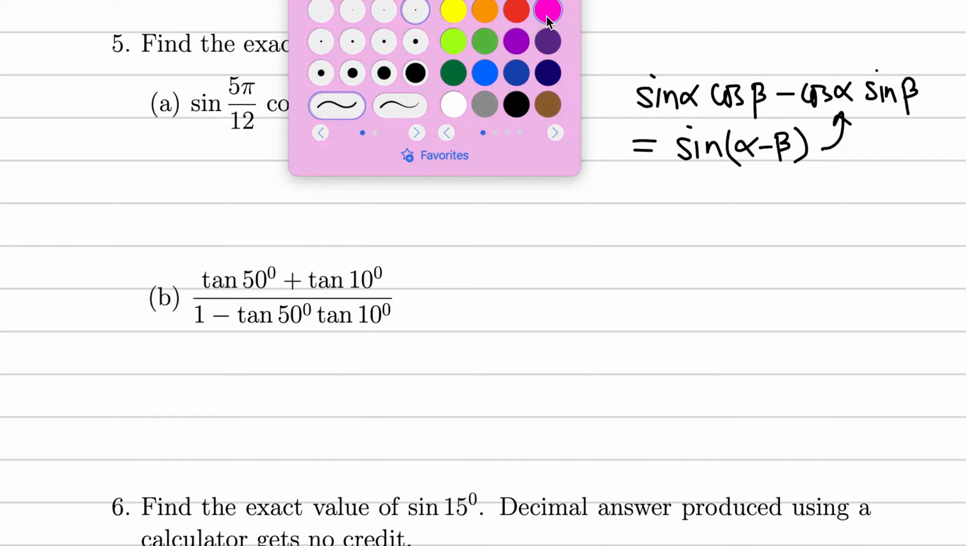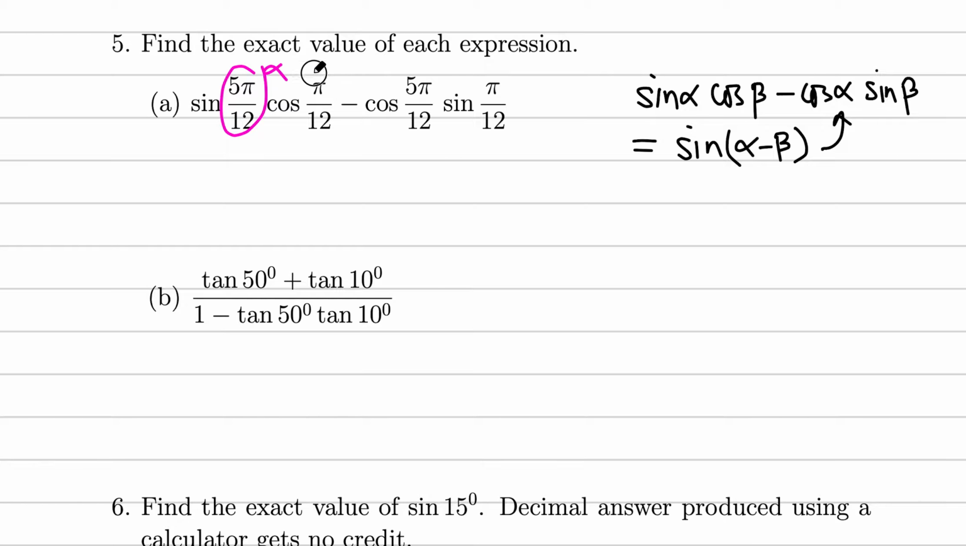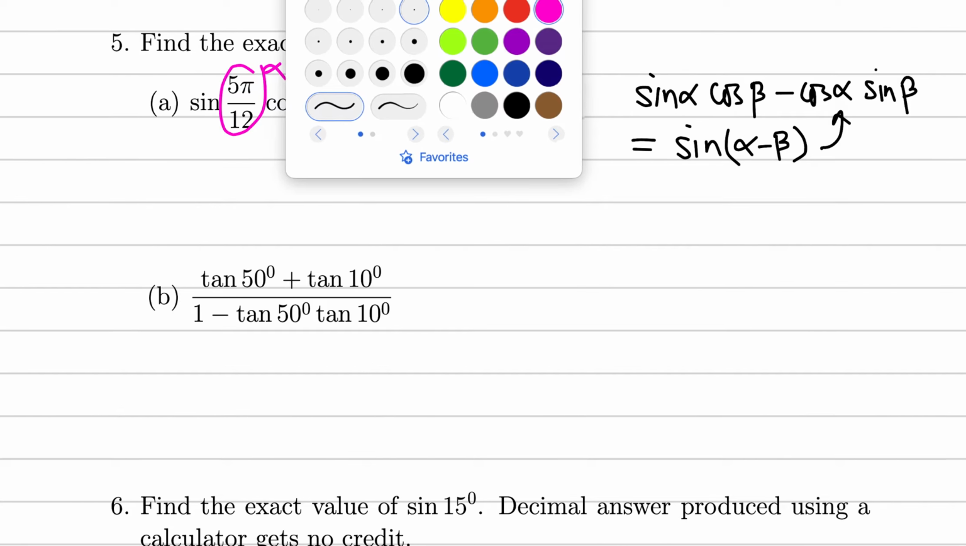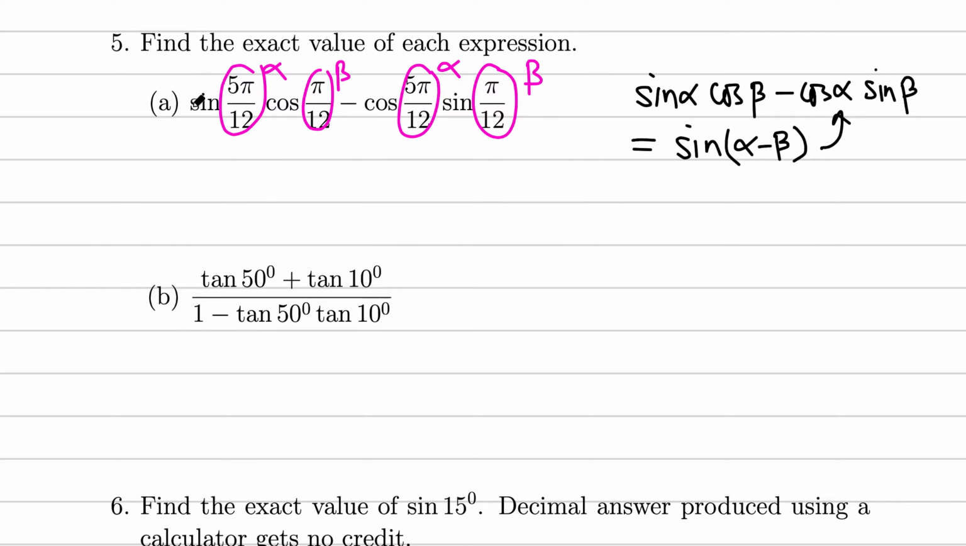And if we think of this one as alpha and this one as beta, now we can just say, okay, this is sine alpha cosine beta minus cosine alpha sine beta. That means from the formula this is sine of alpha minus beta. Alpha means pi over 12, minus beta means pi over 12. So we can simplify in this way.